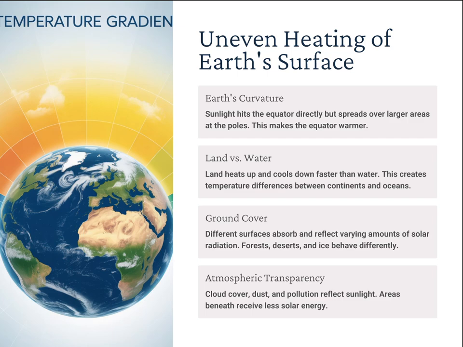And atmospheric transparency matters too. Clouds, dust, or pollution can reflect sunlight, reducing how much energy reaches the ground. This uneven heating is the foundation of global wind patterns, weather systems, and even climate zones.